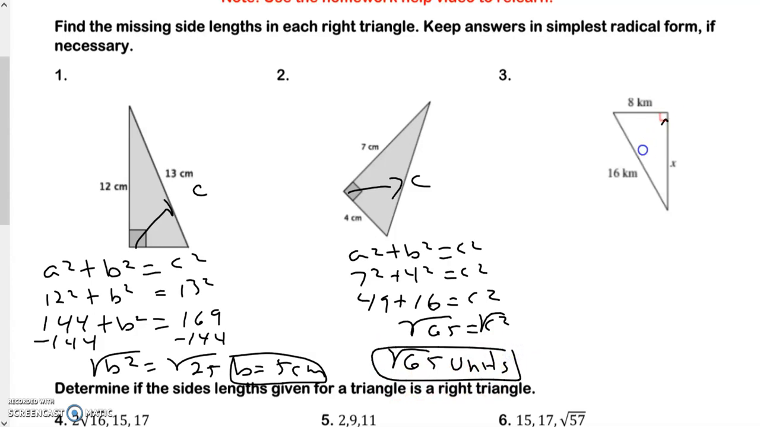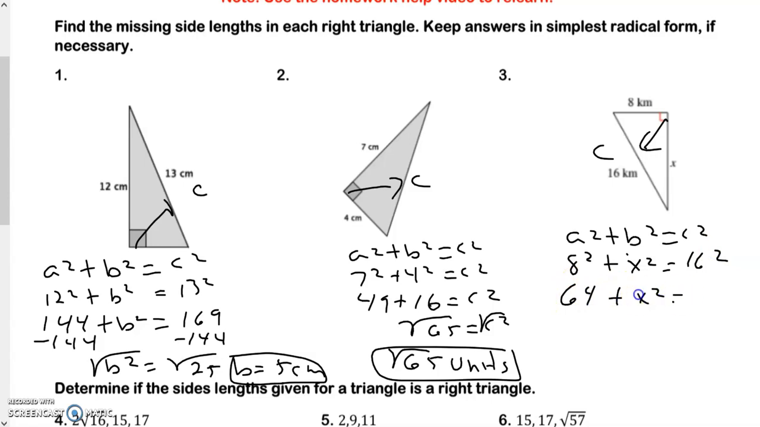Taking a look at the next one, I like to draw an arrow. It always leads me to c. So I start off with a squared plus b squared equals c squared. I know it's going to be 8 squared plus b squared. Not b squared, it's going to be x squared, sorry. It's going to be 8 squared plus x squared equals 16 squared. So that's going to get me 64 plus x squared equals 256. I'm going to subtract 64, and I get x squared equals 192.